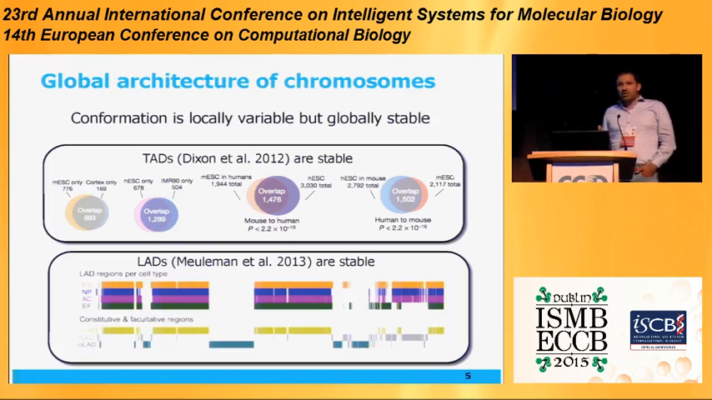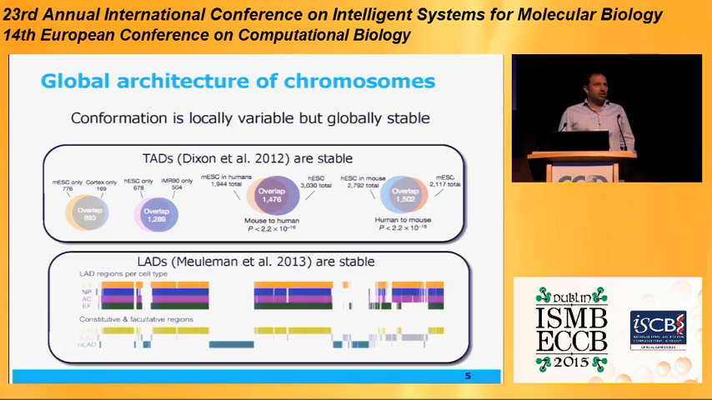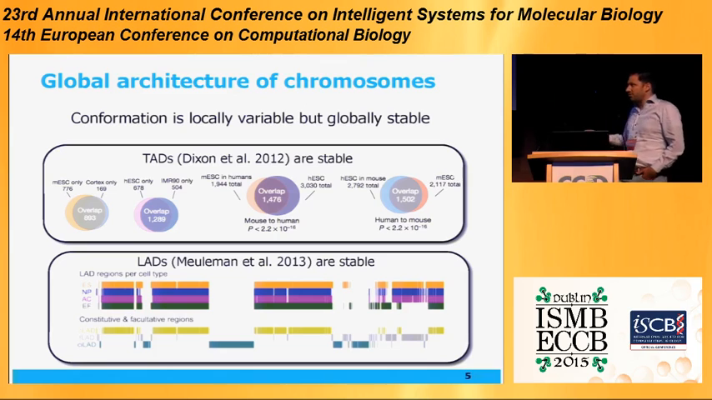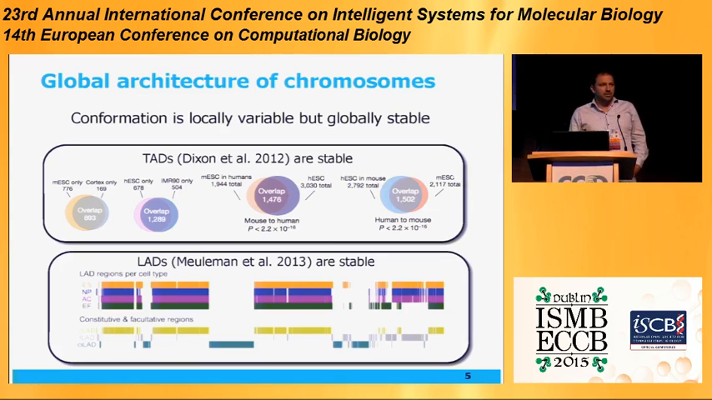This 3D conformation is not exactly stable. Especially at the local scale, there's actually a lot of dynamics and variation going on. However, at the global scale, it turns out that this genome architecture is actually quite stable. And this has, for instance, been shown by looking at these topologically associated domains by the Bing Ren lab, and looking at the boundaries of these TADs. And they show that, for instance, between 2 different cell types in mouse, in human, and also between mouse and human, these boundaries overlap. So these boundaries are actually very stable.